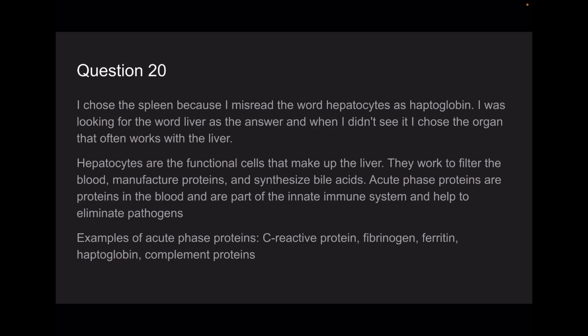Hepatocytes are the functional cells that make up the liver. They work to filter the blood, manufacture proteins, and synthesize bile acids. Acute phase proteins are proteins in the blood and are part of the innate immune system and help to eliminate pathogens. Some examples of acute phase proteins: C-reactive proteins, fibrinogen, ferritin, haptoglobin, complement proteins.